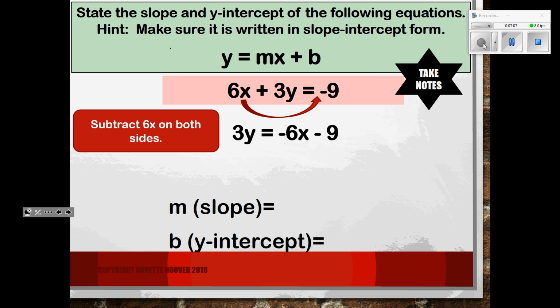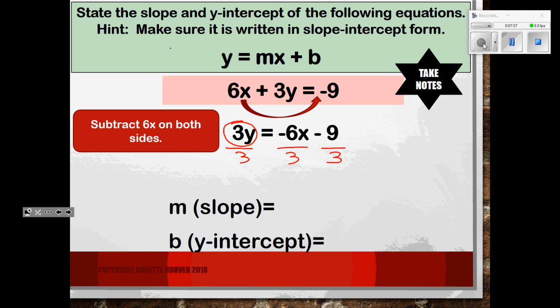When you do that, that positive 6x becomes a negative 6x, and since it likes to be the first of the line, it tells the negative 9 to scoot over. So now we have 3y equals negative 6x minus 9. Now the y is not by itself yet. Y is being multiplied by 3. The opposite of multiplying is dividing. So now we're going to divide all 3 terms by 3.